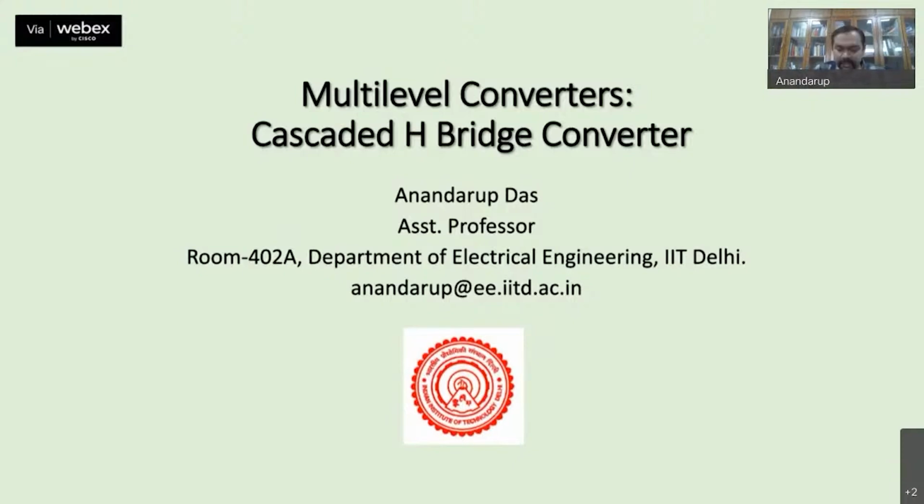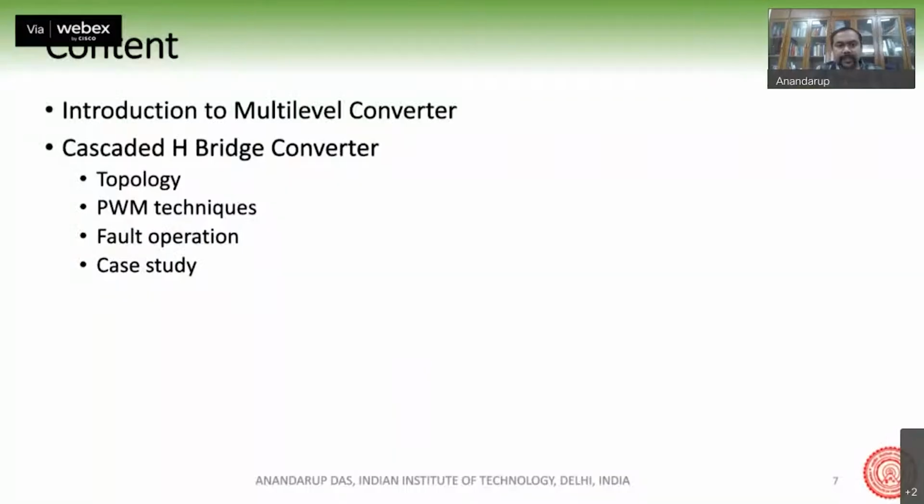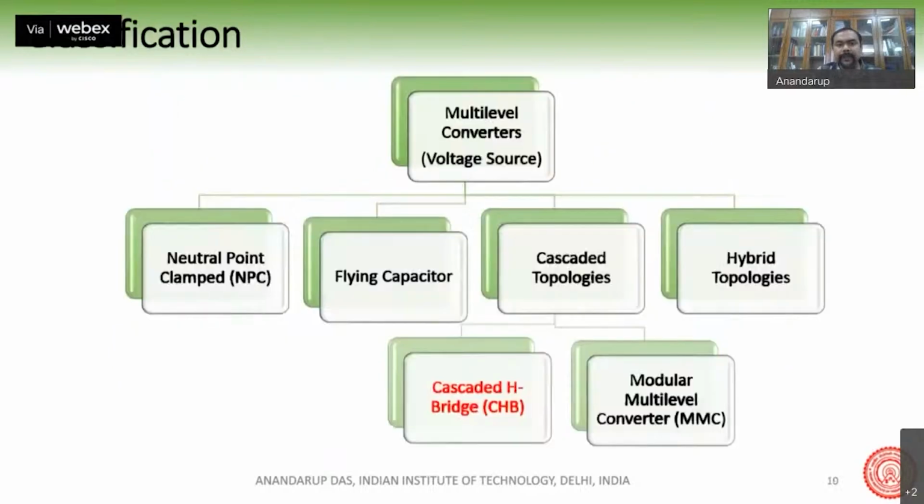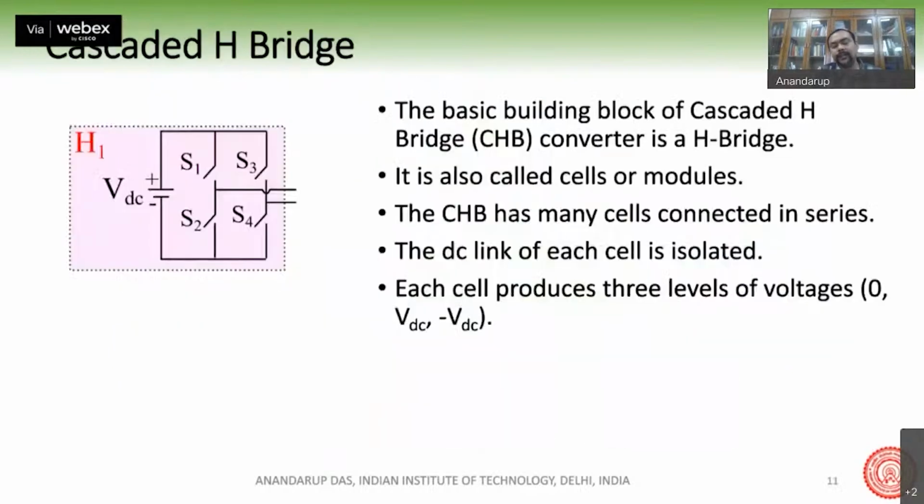Then we started with the multi-level converter, and we started with the cascaded H-bridge converter. This is the basic idea of multi-level, where you get many levels in the output voltage so that you can get a voltage waveform which is very close to a sine wave. It has several advantages, like you can use lower rating devices, your filter requirement goes down, and many more.